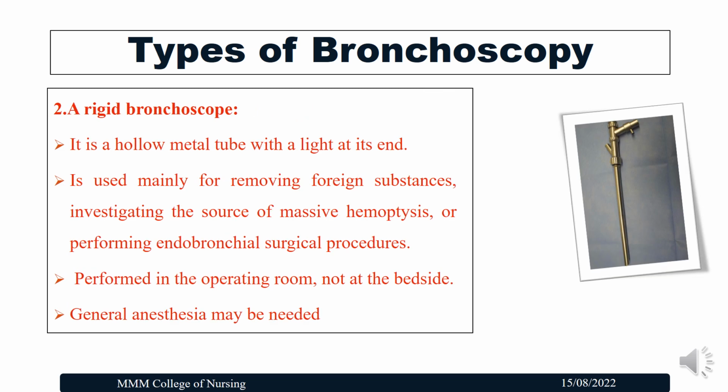The second one is a rigid bronchoscope. As the name mentions, it is a metal rigid bronchoscope. It is not flexible. It is a hollow metal tube with a light at its end. It is used mainly for removing foreign substances, investigating the source of massive hemoptysis, or performing endobronchial surgical procedures. Usually, this type of bronchoscope is used in the operating room and not at the bedside. So general anesthesia may be required while we are using a rigid metal bronchoscope.